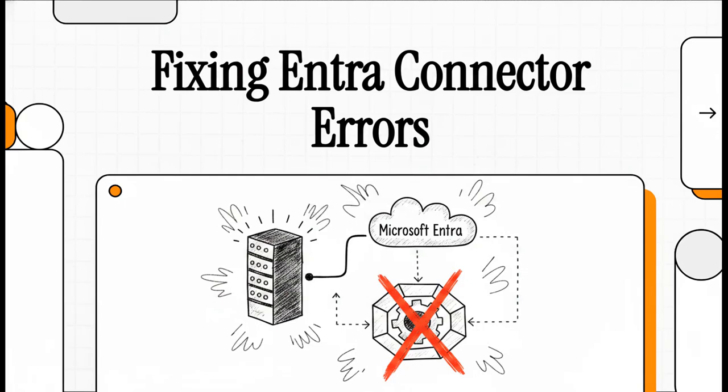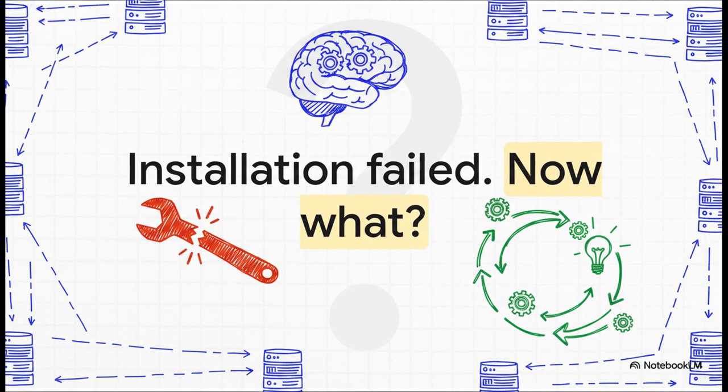All right, so let's talk about a problem that I know drives a lot of people nuts. You're trying to install a Microsoft Entra Private Network connector, and bam, it fails. We've all been there. You get that little red X, that installation failed message. And yeah, your first instinct is probably to get frustrated. But don't. We're going to turn that frustration into a really clear step-by-step plan.